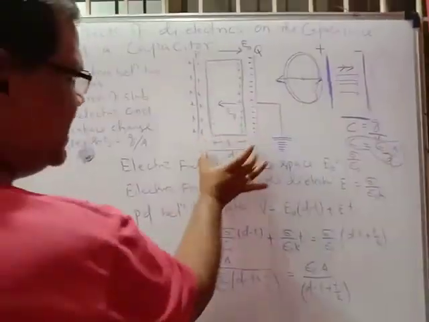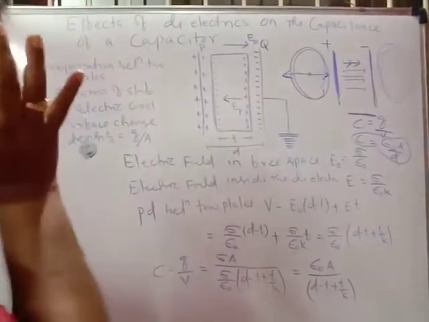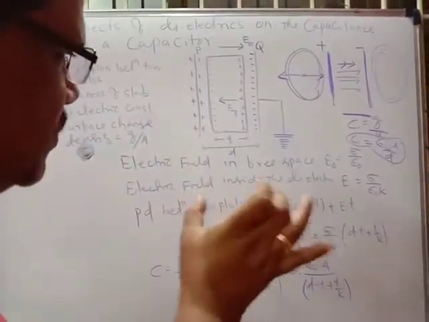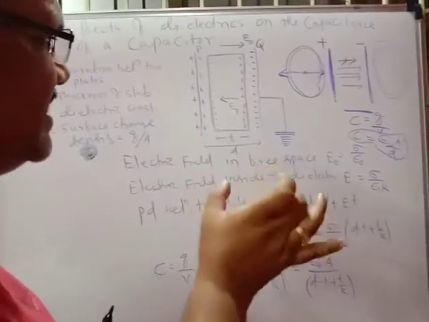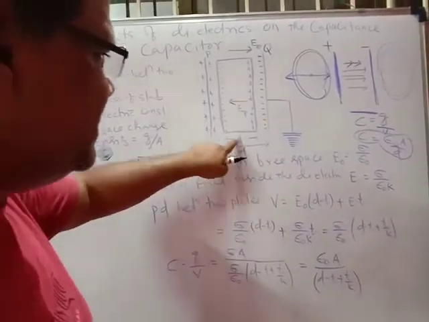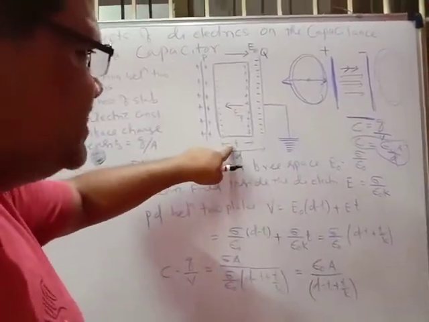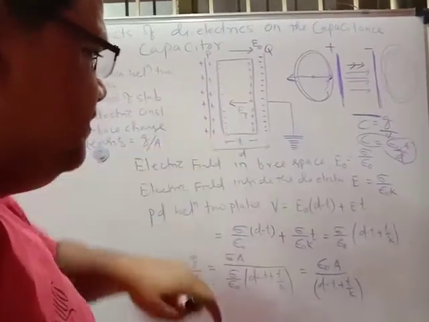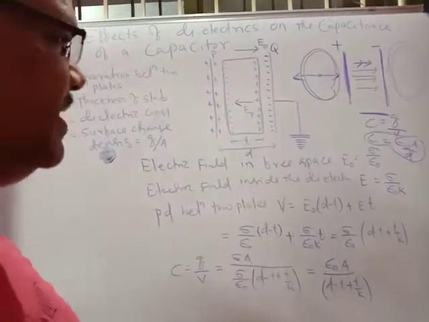T is the thickness and D is the separation between the plates. So what portion is left for the free space? That is D minus T. And what portion is covered by the dielectric slab? T. So what will be the PD between the two plates?